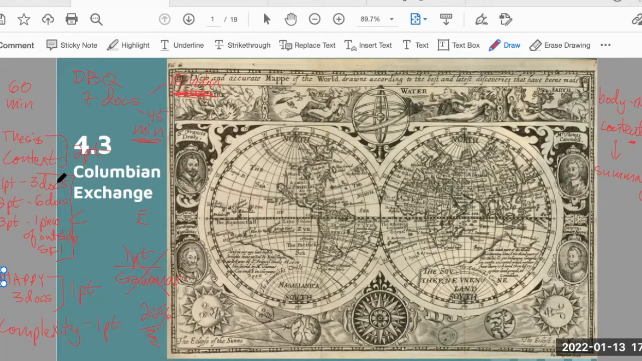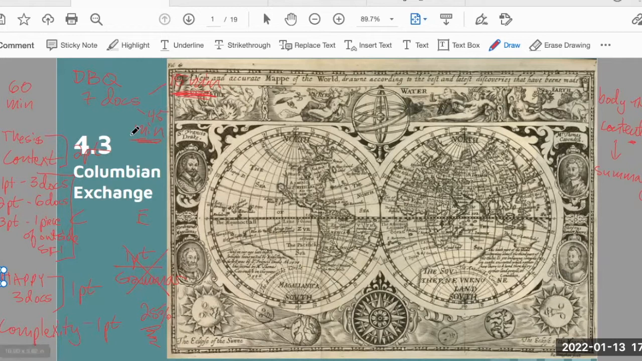Do you know how to give background information for an essay? Do you know how to write a thesis? Do you know how to summarize the documents and give outside information? And do you know how to HAPP-Y 3 of the 7 docs?